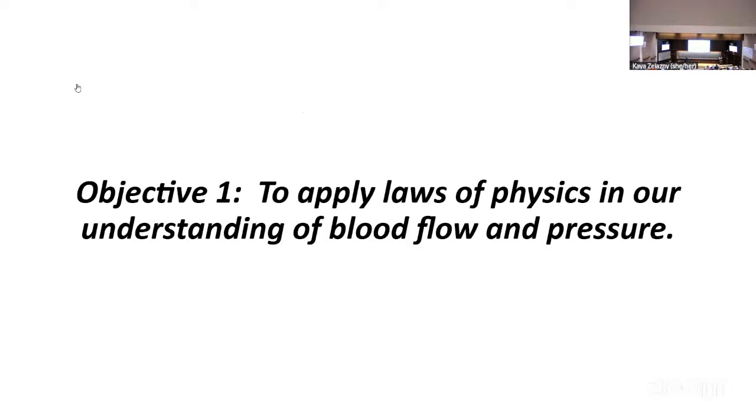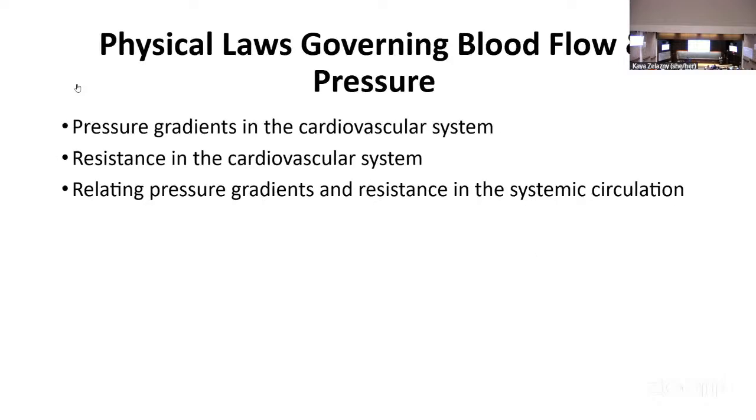Okay, so we're going to be applying some laws of physics to our understanding of blood flow and pressure so that we can understand the vasculature now and then our airways and our pulmonary system later. Okay. So we already know a bit about gradients. We talked a little bit about pressure gradients in the heart. Now we're going to be talking about larger pressure gradients across systems of blood vessels. All right, so that's going to be one piece that we're paying attention to now.